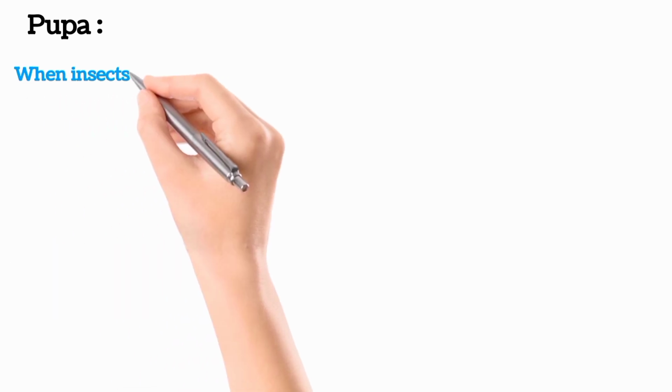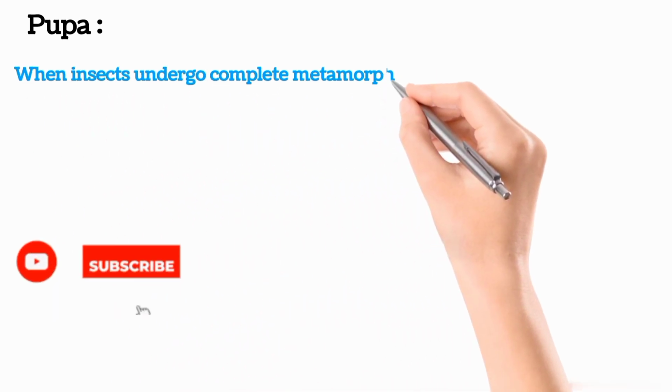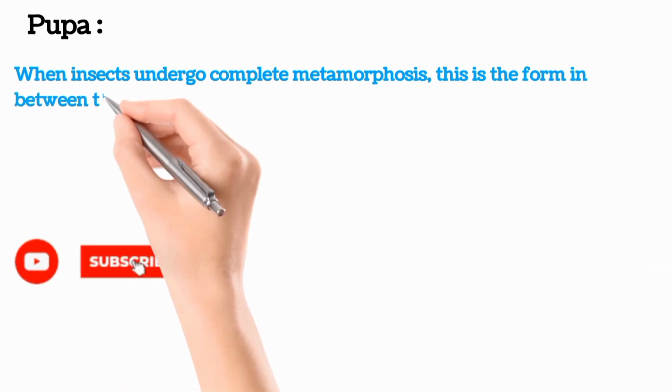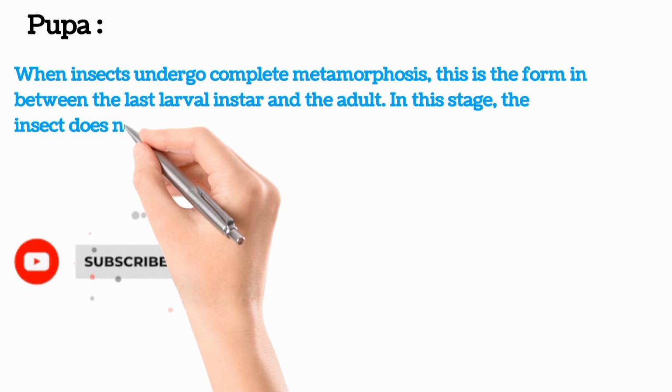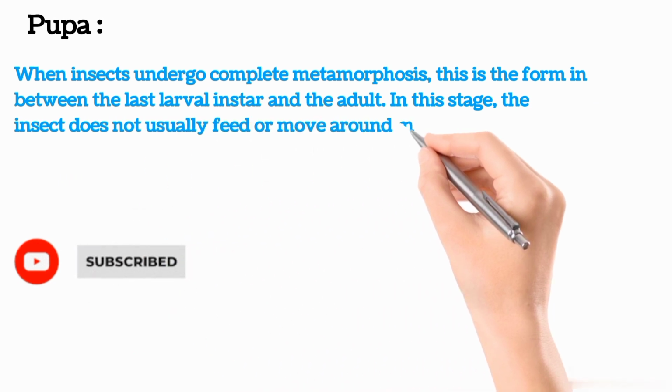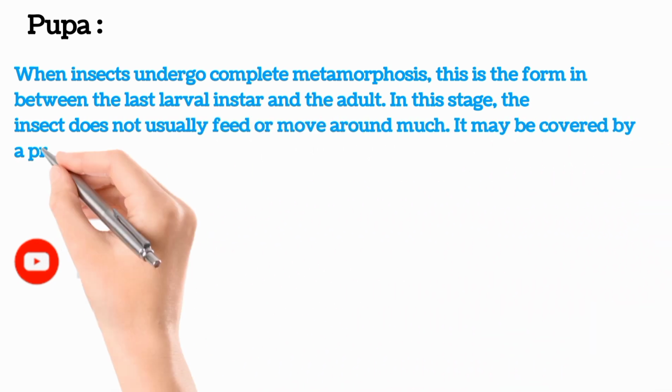The organism enters into its new phase of life called the pupa stage. When insects undergo complete metamorphosis, this is formed between the last larval instar and the adult. Let's watch a video of how insects form a cocoon.